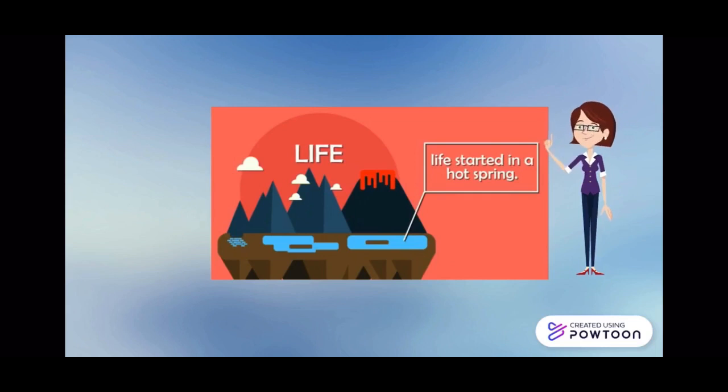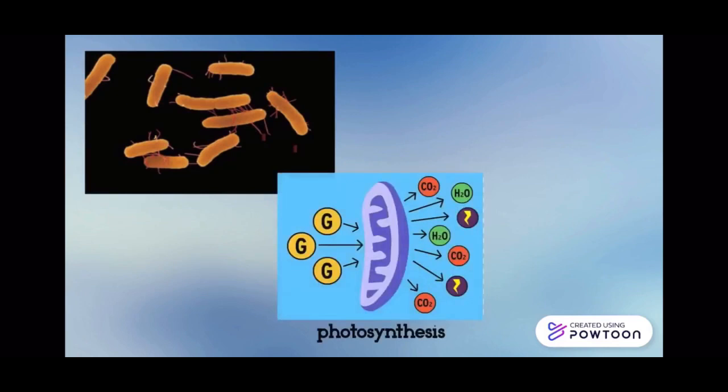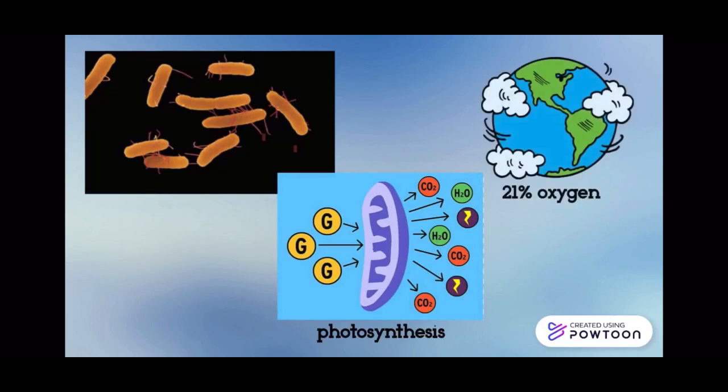Molecules in the atmosphere somehow combined into complex compounds. Miller-Urey's experiment shows that this would have been possible. Once complex organic molecules were contained, prokaryotic cells began to form. Prokaryotic cells that were able to perform photosynthesis produced the first free oxygen and eventually changed the composition of the atmosphere to one that contains 21% oxygen.